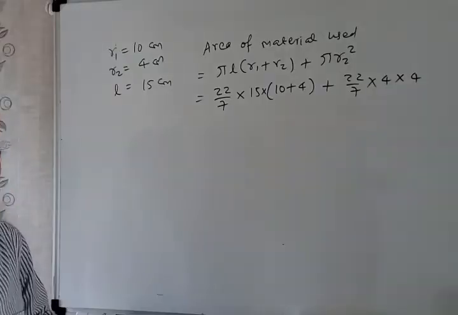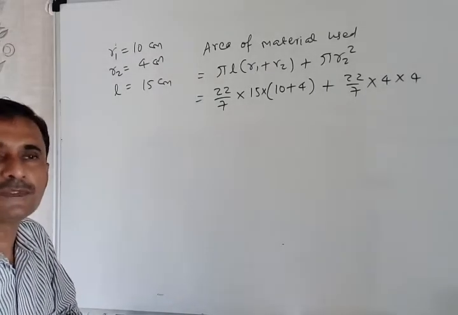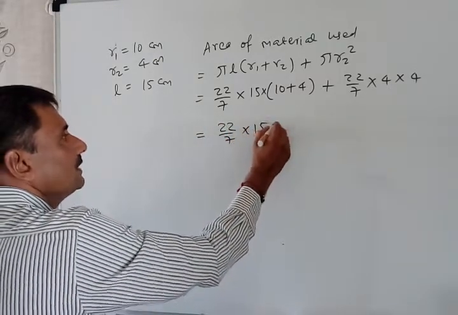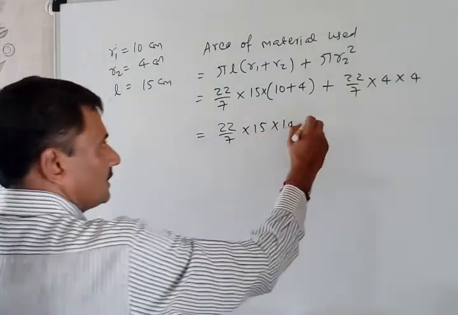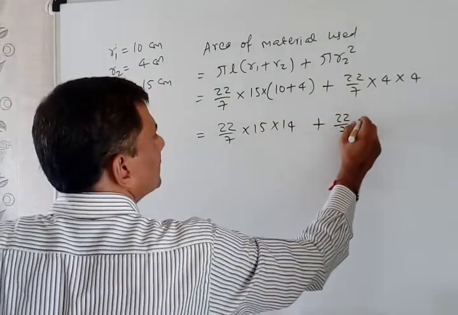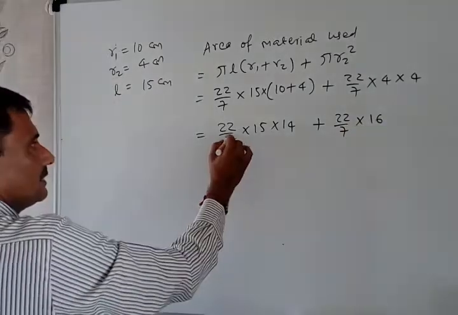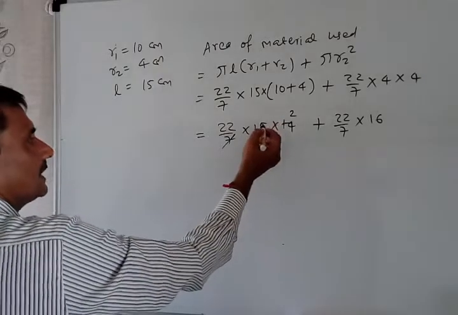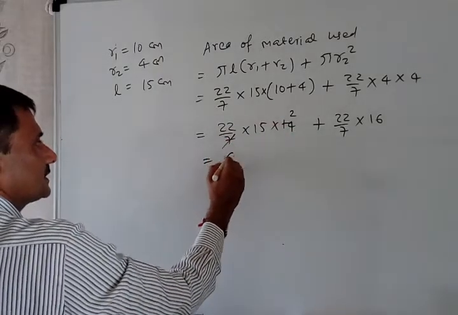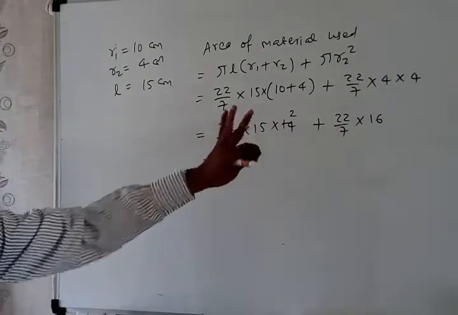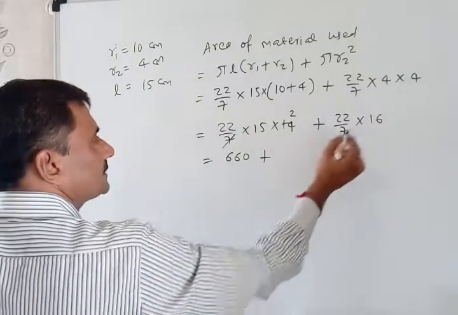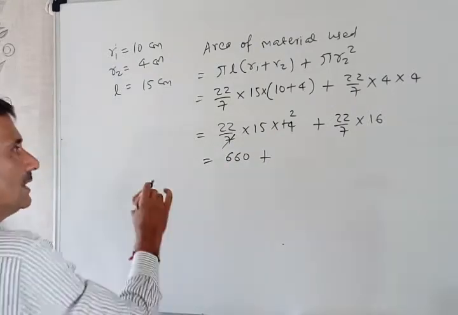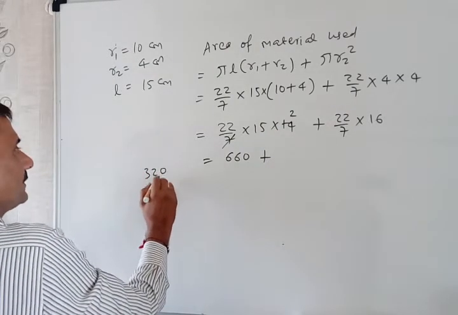Okay, 4 square, we generally write 4 times 4 instead of square. Now it becomes 22 by 7 into 15 into 14, plus 22 by 7 into 16. Now 7 twos are 14, so 15 into 2 is 30. 22 into 3 is 66, 10 extra. You just verify it. And this is 22 into 16, because 16 is not divisible by 7, cancellation is not possible.